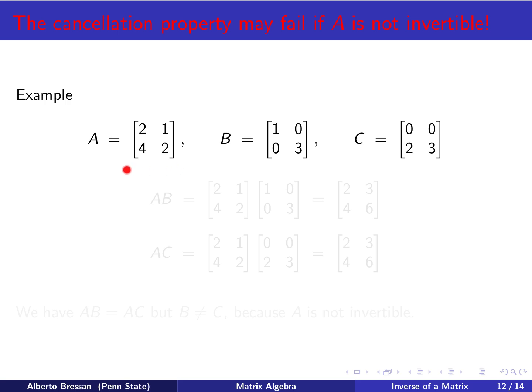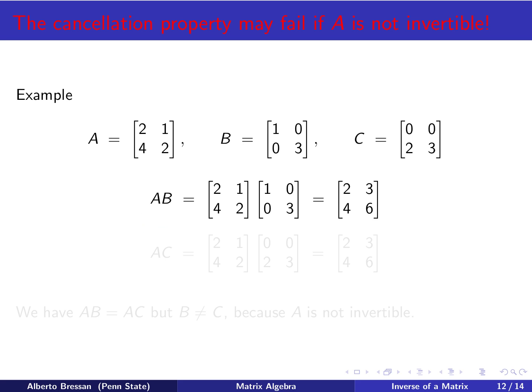So this is our infamous matrix A, which we have shown earlier is not invertible. And let's take two matrices B and C, and let's see if I can verify that they satisfy the conditions in property number 6. That is, A times B equals A times C, but B doesn't equal C. That's because A is not invertible.